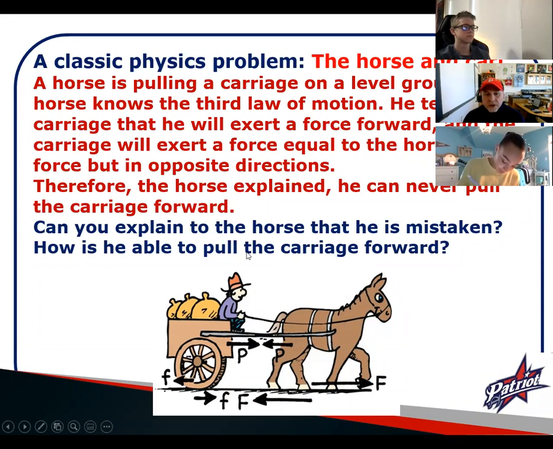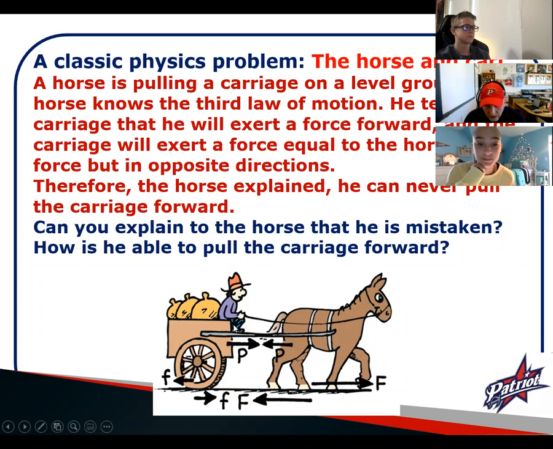The horse is pulling a carriage on level ground. The horse knows the third law of motion. He's a smart horse. He tells the carriage that he will exert a force forward. Apparently, carriages can talk in this world. And the carriage will exert a force equal to the horse's, but in the opposite direction. Right? So the horse explains, I can't pull the carriage forward because the forces are canceling out.